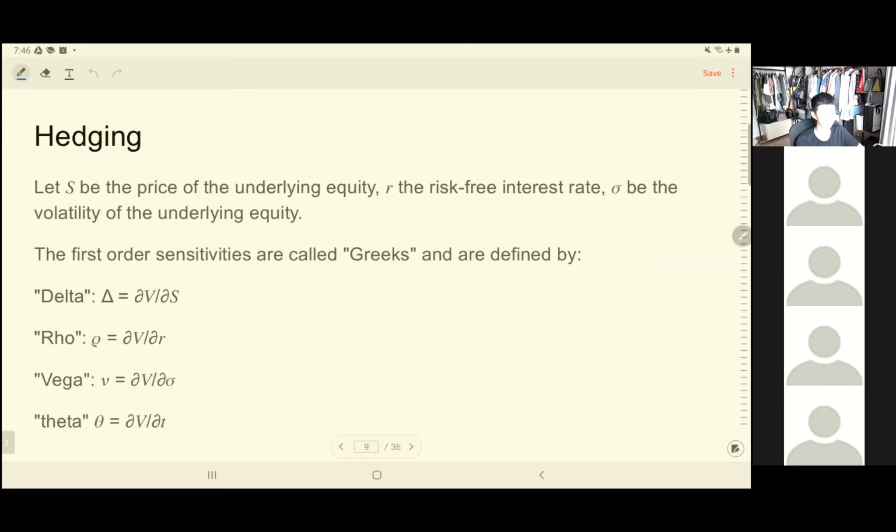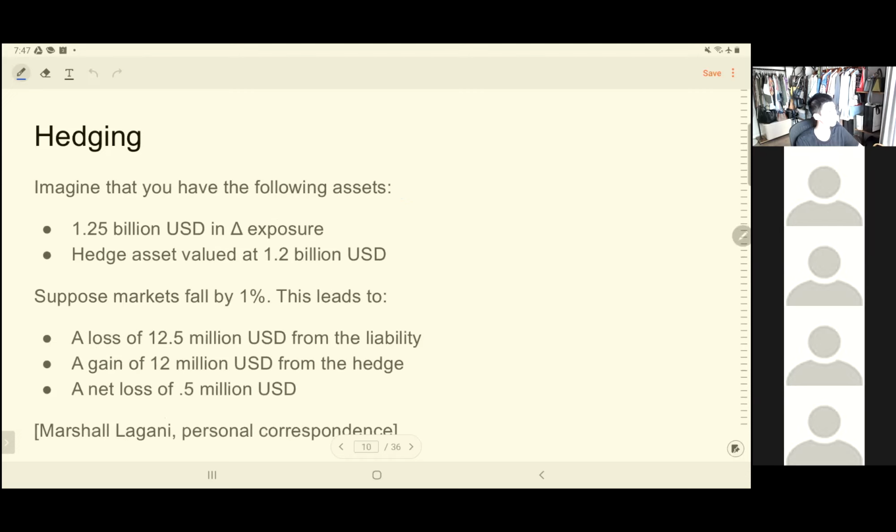So again, to be formal about it, let's refer to this underlying equity again by S, and by r, the risk-free interest rate. And then let's also refer to the volatility of this underlying equity by sigma. And so then we refer to the derivatives of the value of this contract by the following letters. So delta refers to dV/dS, that's the partial derivative of the value of the contract with respect to the change in the underlying equity. And rho is the corresponding derivative with respect to changes in this underlying interest rate.